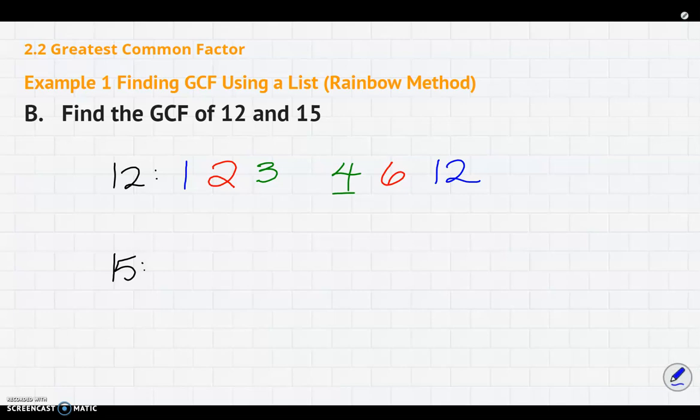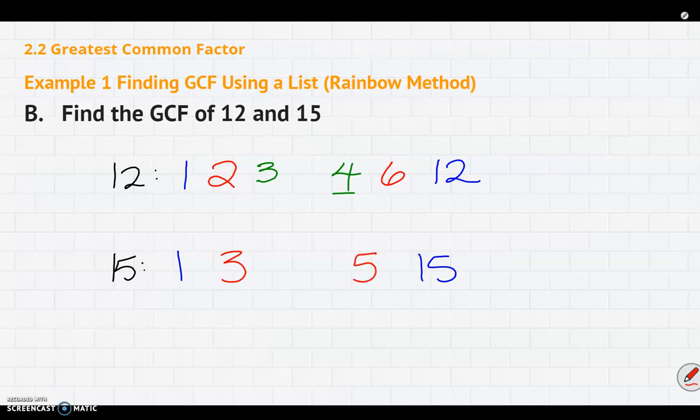I'll do the same for 15. I start with 1 and 15. I check to see, is 2 a factor of 15? And because 15 is odd, 2 is not a factor of 15. But then I ask myself, is 3 a factor of 15? And it is. So it's 3 times 5 is 15.